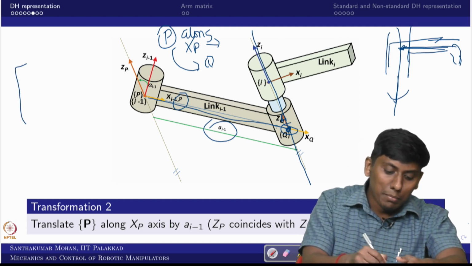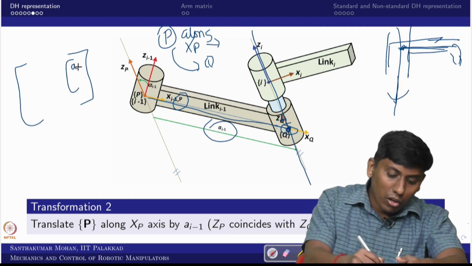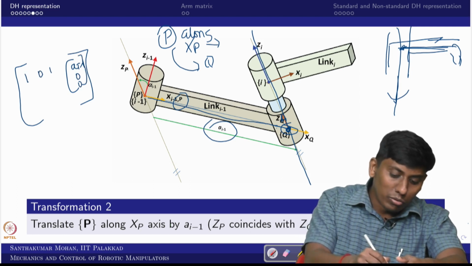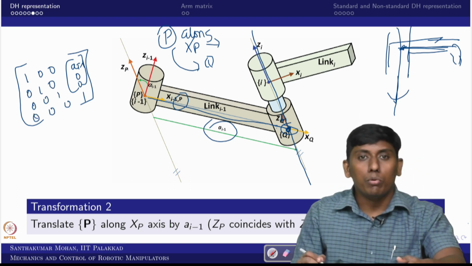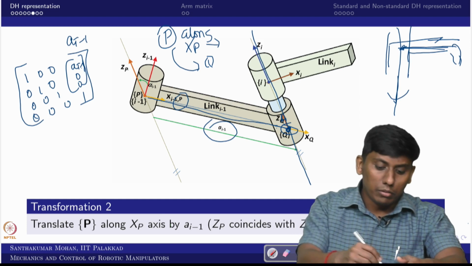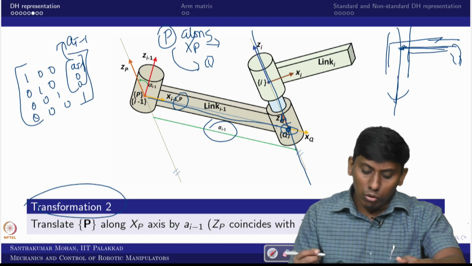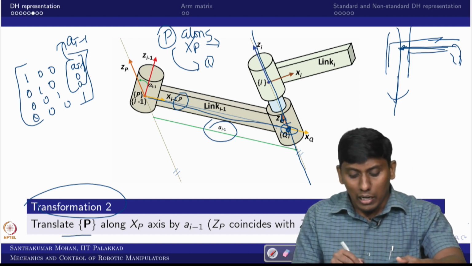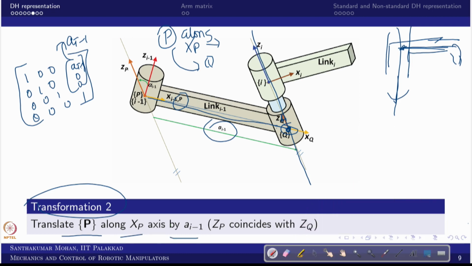The second transformation is simple, you can say a vector. You have translated along Xi minus 1, so these are the position vector changes. The remaining part is an identity matrix. This is the second operation, with ai minus 1 as this term. So now we have done the second transformation. What does it say? Translate p along the Xp axis by a distance of ai minus 1, which makes Zp coincide with Zq.